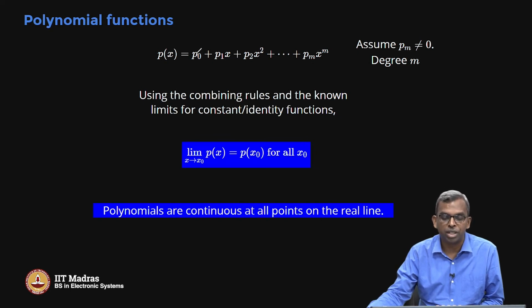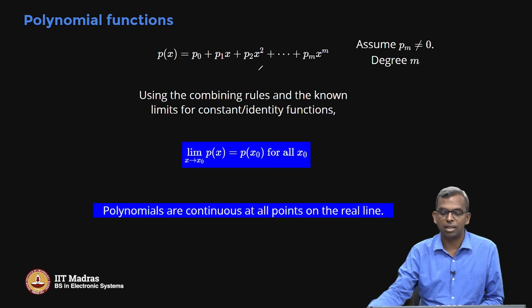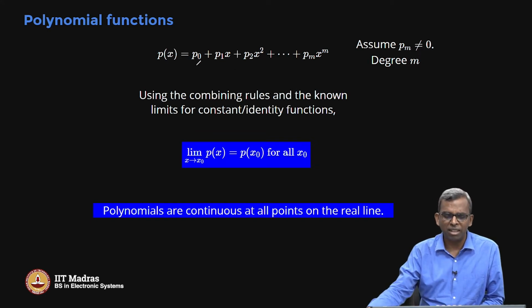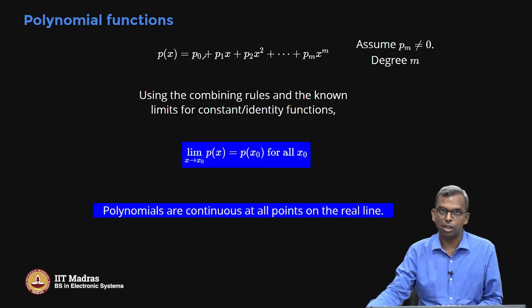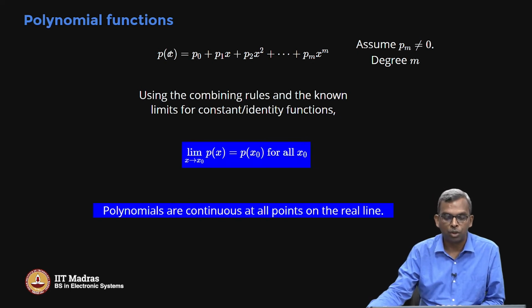These things are called coefficients: p0, p1, p2, pm. These are coefficients. X is the variable, and you see it goes like that. Okay, so this is a polynomial. Very easily, you can see, using the combining rules and the known limits for constant function and identity function, the limit as x tending to x naught of p of x is clearly p of x naught for all x naught, right? So limit will go in.